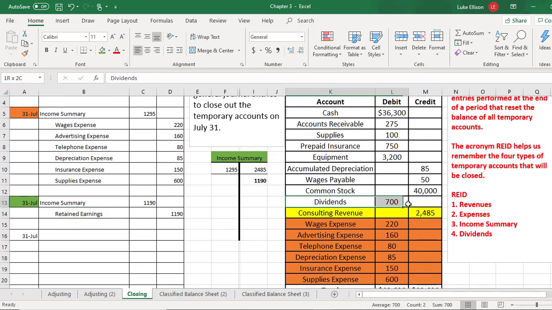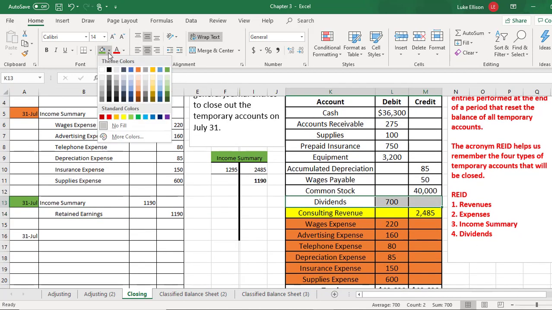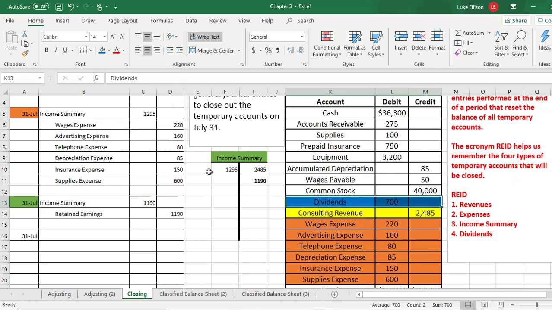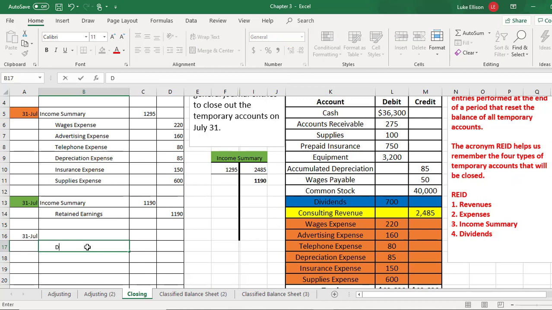Alright, we are on to our last journal entry, which is to close the dividends account. And we see dividends right here, which has a $700 debit balance. So we can choose a new color. And so that means we're going to have to apply a credit to dividends to close it. So we're going to credit dividends here. And then the corresponding account that's going to go with that is again going to be the retained earnings account, also for $700.